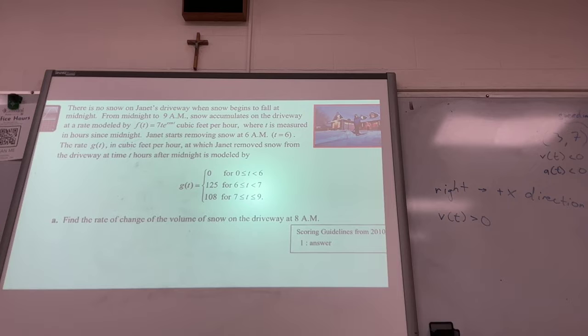Second line, right? We're still adding in snow at the same rate, but we're removing it at a constant rate of 125 cubic feet per hour. That's between 6 and 7, when Janet first starts removing the snow. And then from 7 to 9, she just starts removing it a little slowly. That's your answer for A.